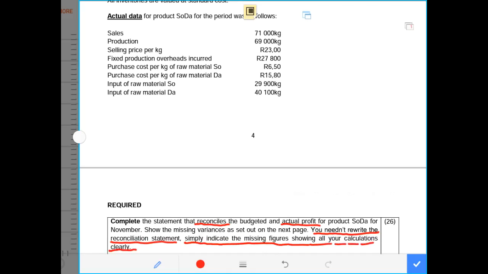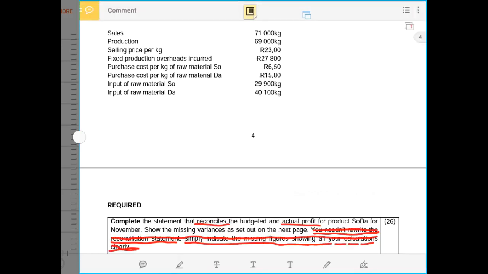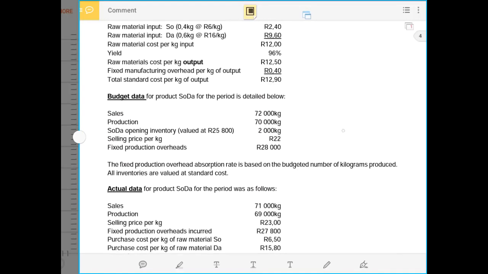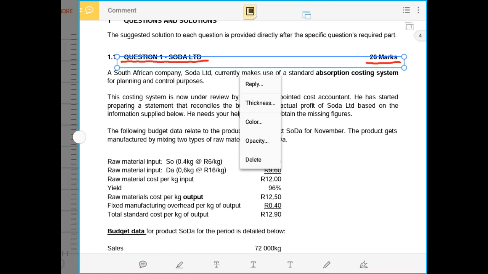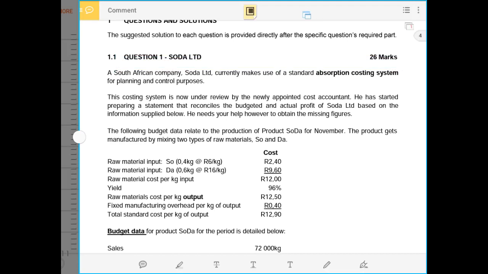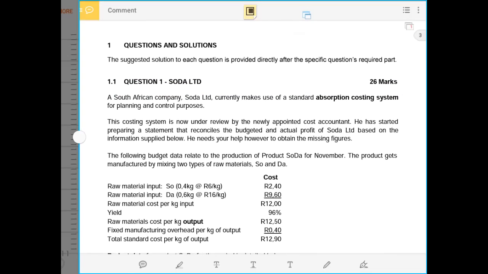So I will be ignoring this part because I want to teach you how to do the reconciliation from scratch. If you get hold of this question, then it will be easy because the template was already provided for you. However, I will be using the approach where we reconstruct the reconciliation from the beginning, where I do the budgeted income statement or profit, then I reconcile that to be equal to the actual profit through the analysis of the variance.